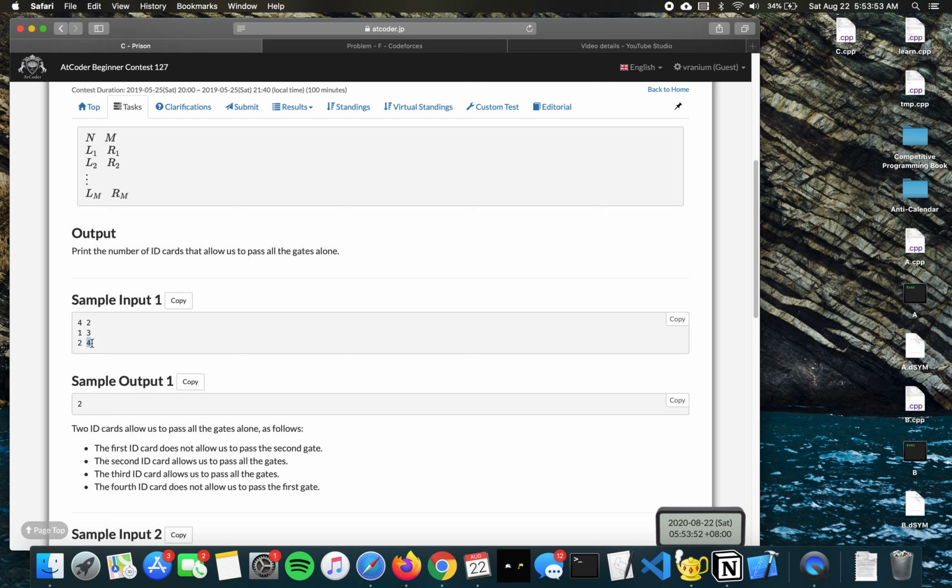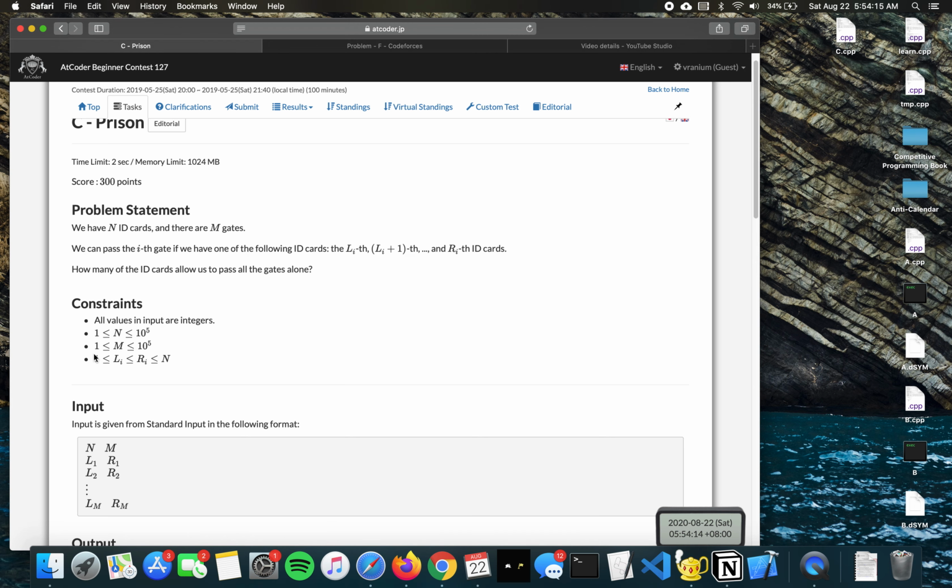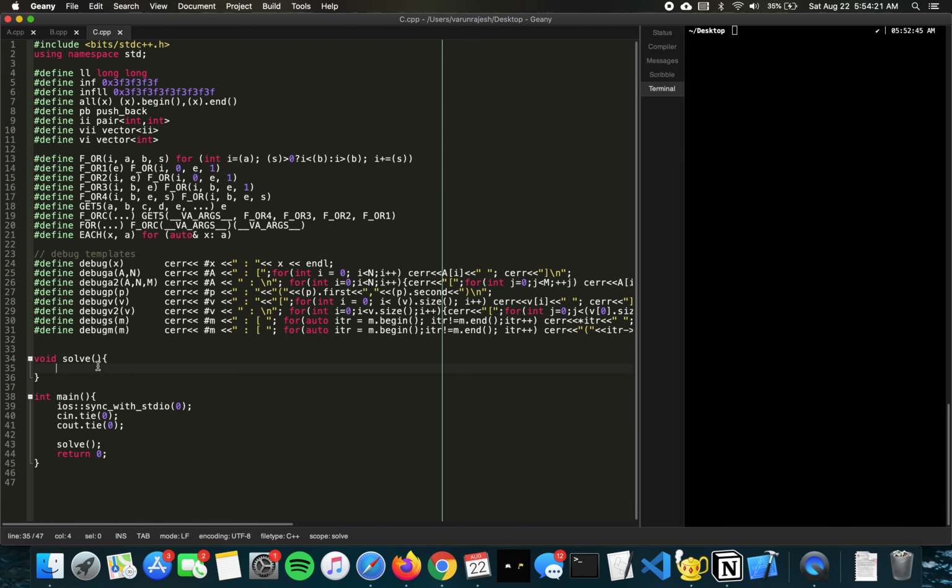inclusive. So over here we can see if we have card 1, we can go through here, but not here. So that doesn't work. If we have card 2, we can go through this gate, and it's the same for card 3. But if we have card 4, we can't go through the first gate. Right, so in this case, using card 2 and card 3, we can pass through all the gates. So yeah, we just want to count how many of the ID cards let us pass through all the gates at once.